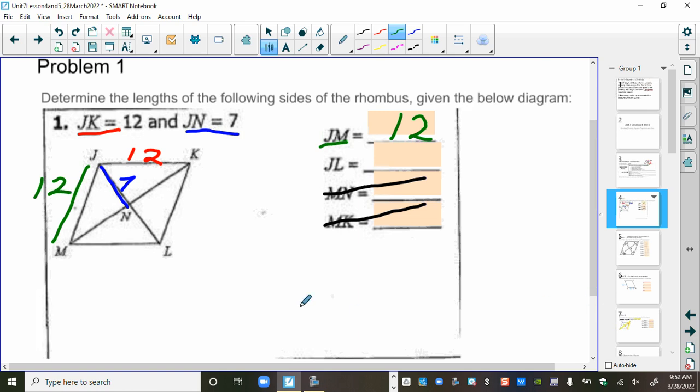Now, notice they said JN was 7. But JL goes all the way down. But what did we say about the midpoint? What did we say? Well, the angles are 90, yeah, but what else?